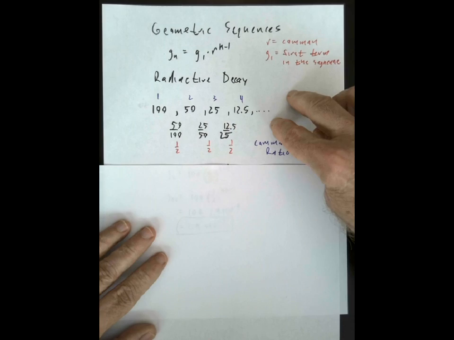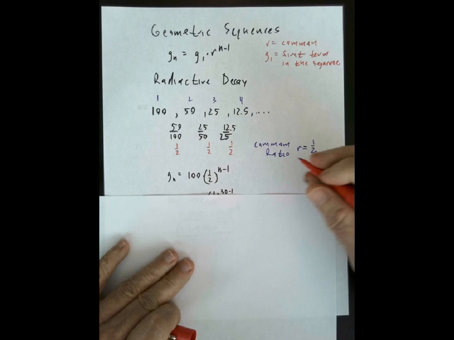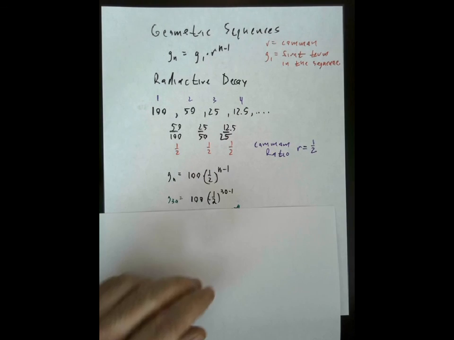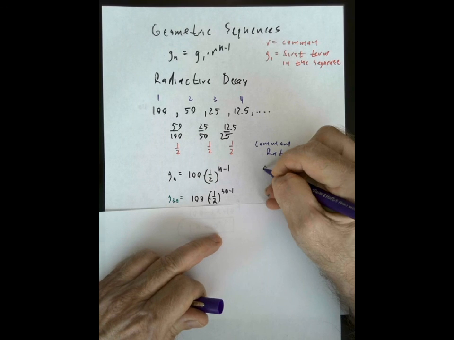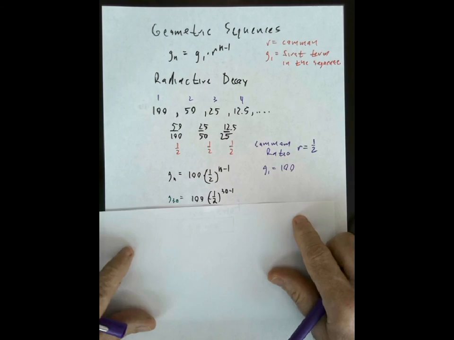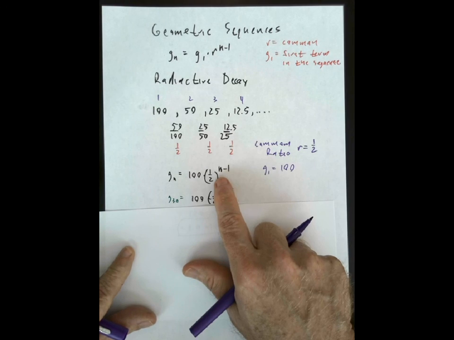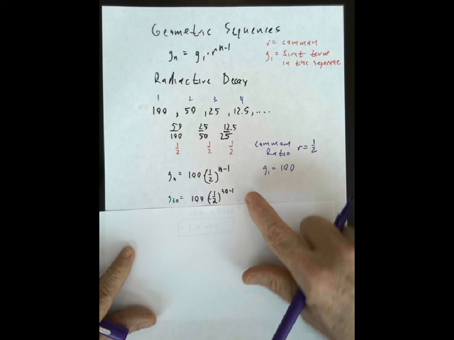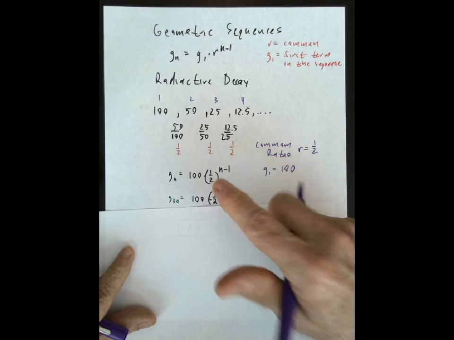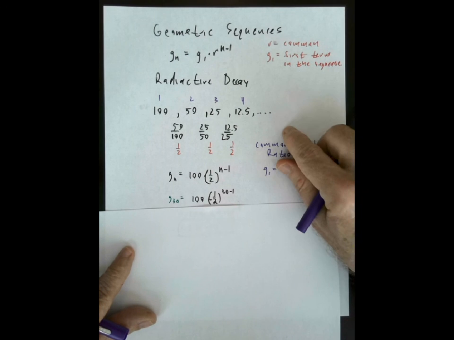G of 1, I better write that in purple. G of 1 is 100. That's the first term in the sequence. So I put 100 in the G of 1 position, and I put 1/2 in the R position, and here is our sequence. So right there, that's our sequence formula. Okay, very good.